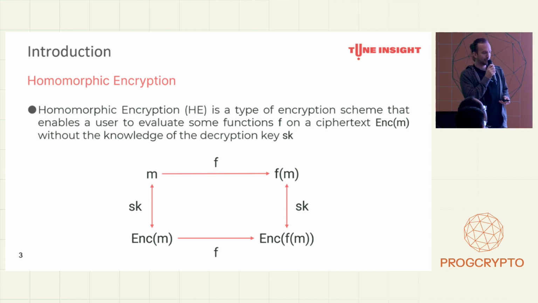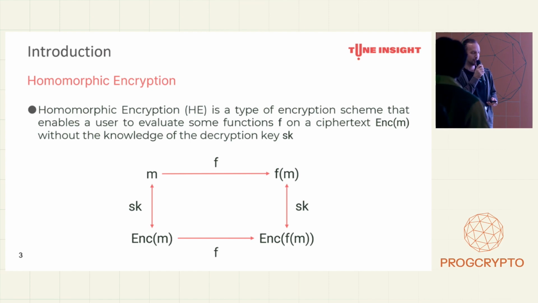So briefly, homomorphic encryption enables you to evaluate a function on some encrypted message, and here you have a diagram that splits two domains, a plaintext domain and a ciphertext domain. And if you evaluate the function on the encrypted message and then decrypt, you should get the same result as if you evaluate it in the plaintext.